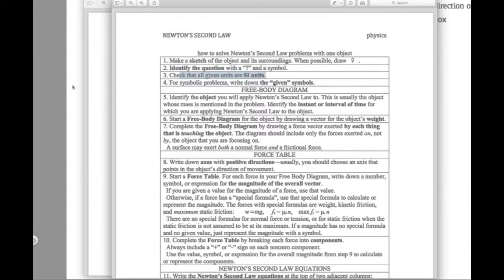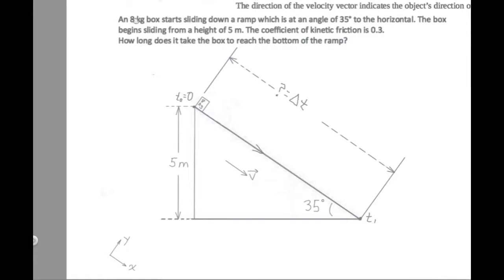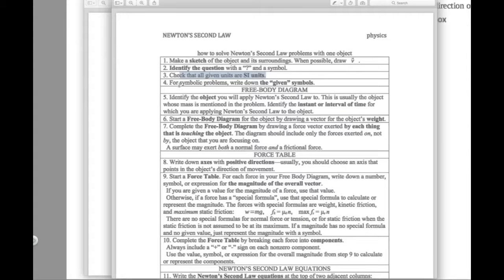Check that the units are SI units. Kilograms is SI units. Meters is SI units. This problem is numeric, not symbolic, so we can skip this step.